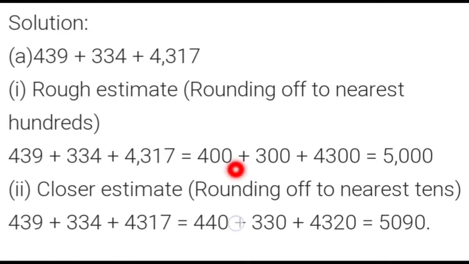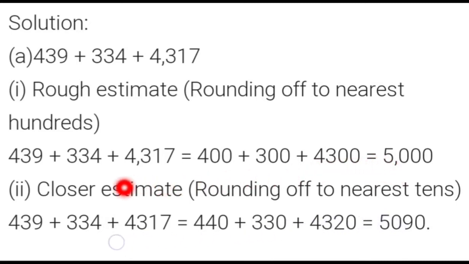Now we were adding all these numbers, so whatever rounding off to hundreds we have done, we are going to add them like this. After adding, 400 plus 300 is 700, plus 300 is 1000, and this 1000 will get added to 4,000. So the complete answer is 5,000.